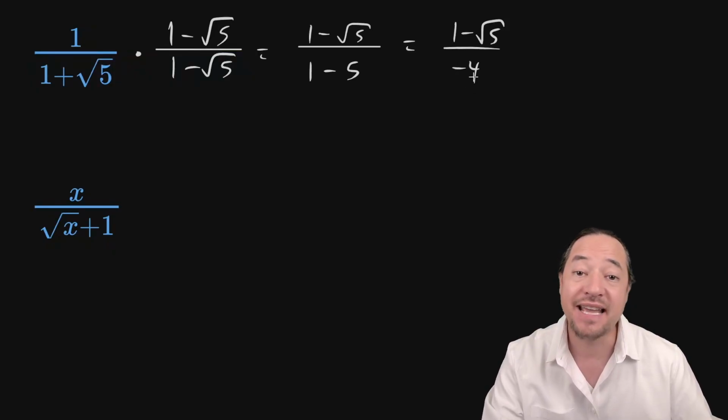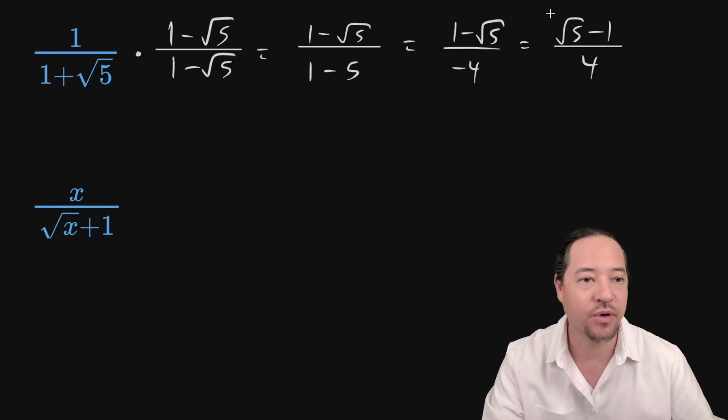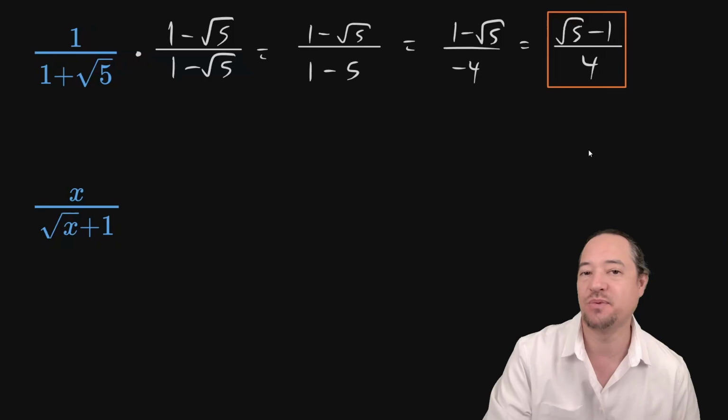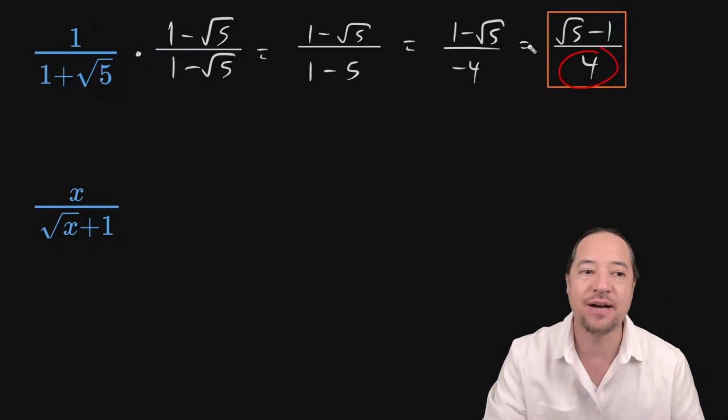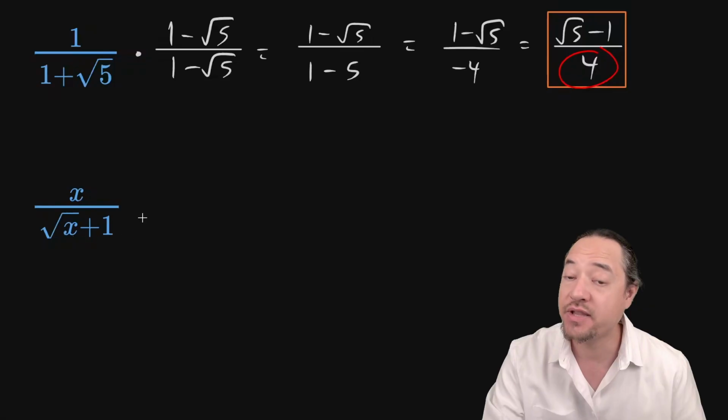If you don't like having a negative sign here, you could think of this then as root 5 minus 1 over 4. And that works just as well. Okay, so we can rationalize that denominator. Now it's just a 4. Let's try the next one.